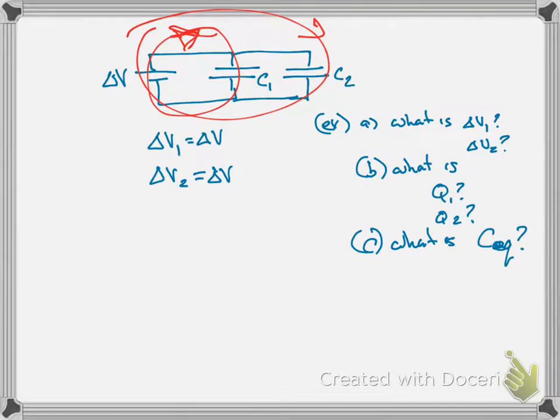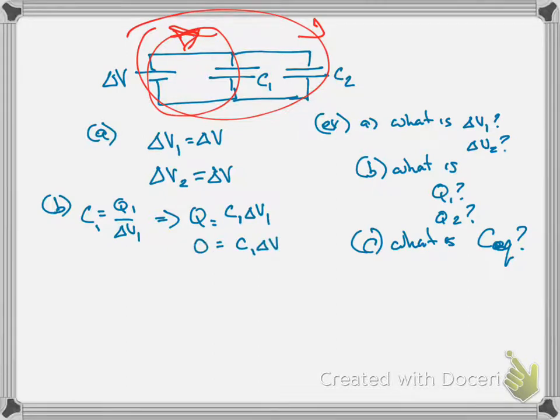Now let's think about Q1 and Q2. Because we know what delta V1 is, and C1 is equal to Q1 over delta V1. This is B, this was A, sorry. So Q1 is equal to C1 delta V1, or C1 delta V. So Q1 is C1 delta V, and therefore Q2 must be C2 delta V. We're just giving the answers in terms of what's given.